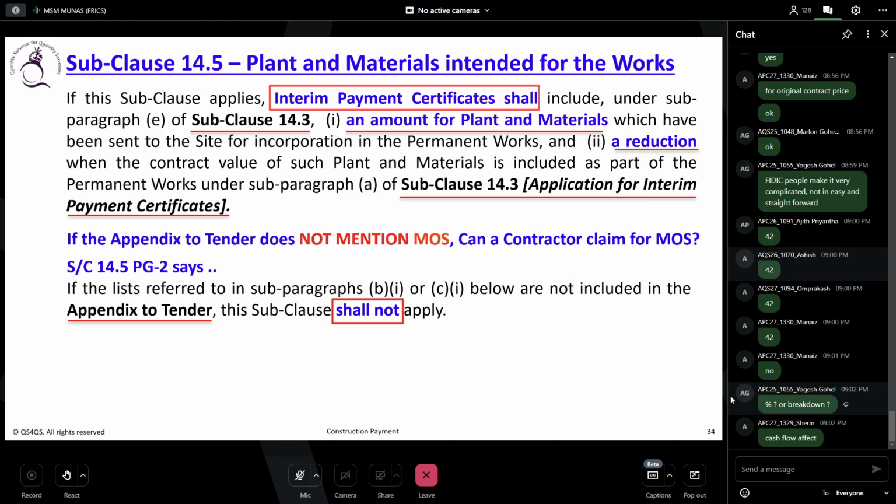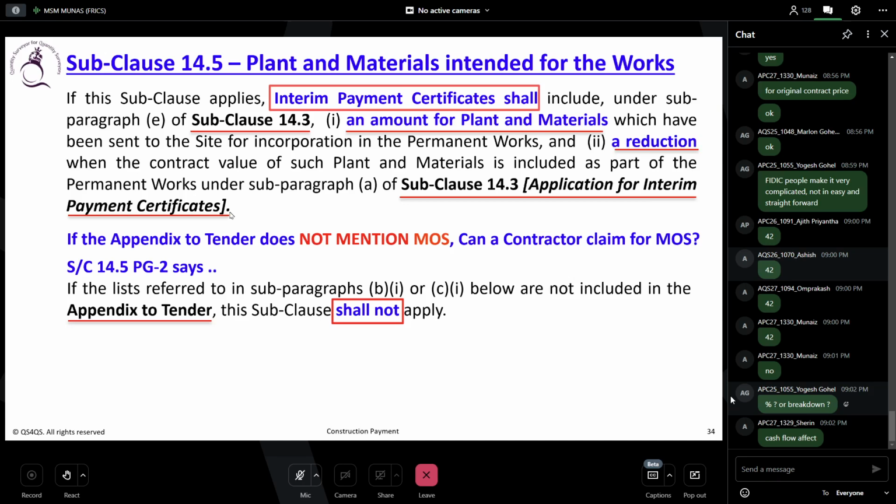In some contracts, material on site or off site is not there, so the subclause won't apply. But during project execution, the contractor may go and ask the employer, I want material on site. Then they may agree. If they mutually agree, they will follow a supplementary agreement and they can implement it. Otherwise, no, we can't insist on it on the contractor or employer if it is not applied in the contract.